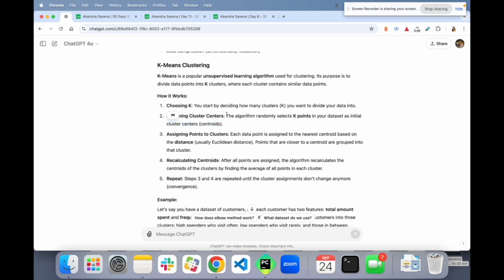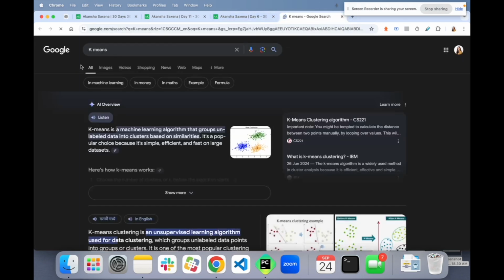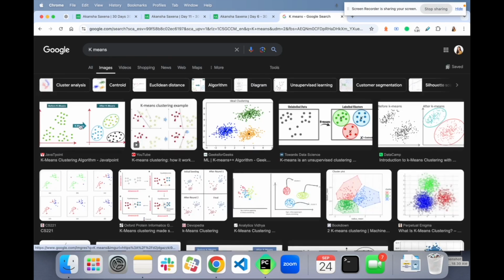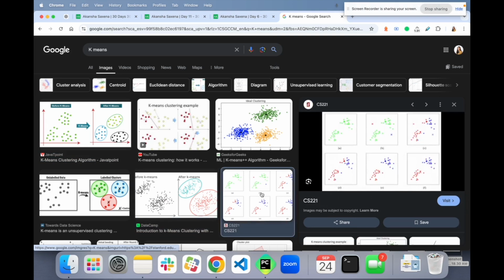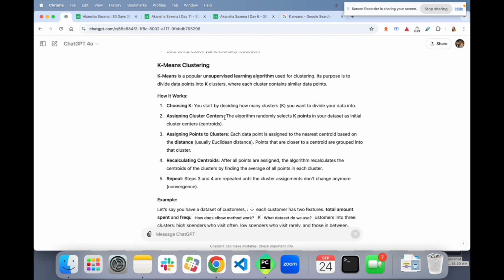So let me visualize it. K-means. Okay, so this is how it is looking. Before K-means, this is how it is visualized as different clusters. Okay, K-means, nice. Let's go back. So initially it assigns a random cluster center, called a centroid.